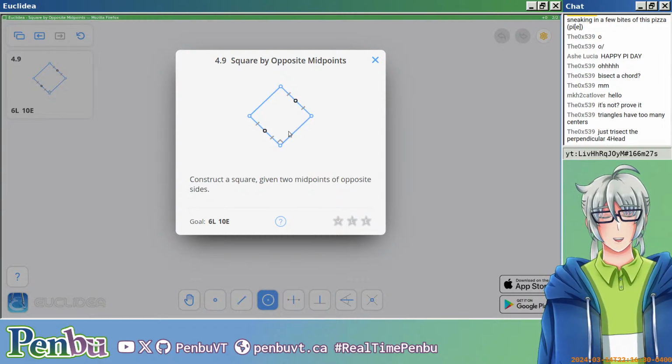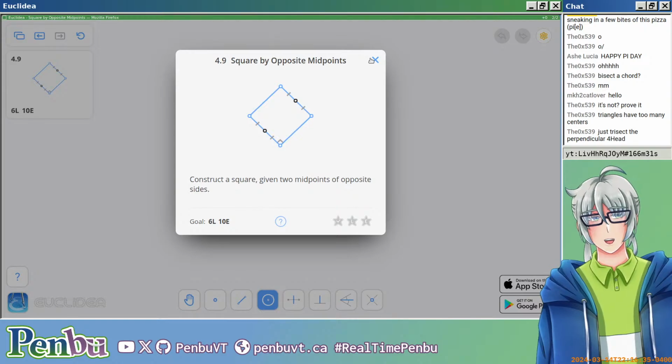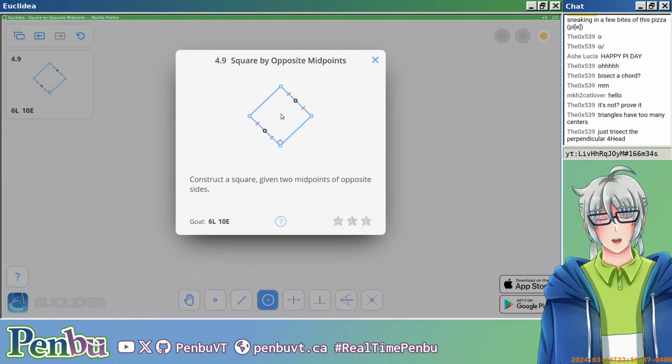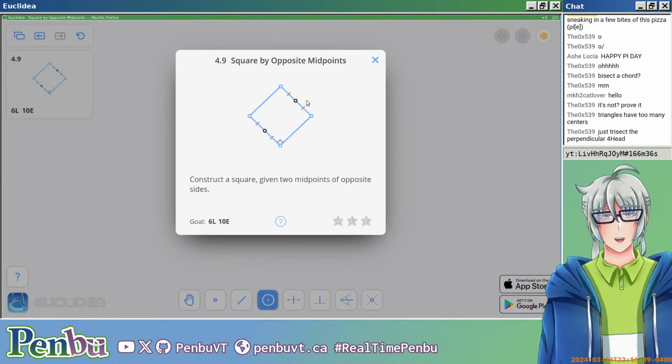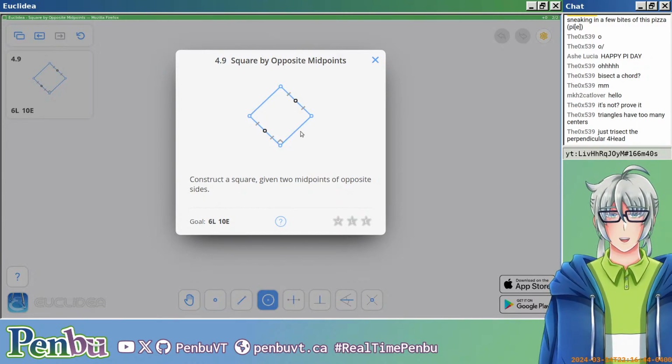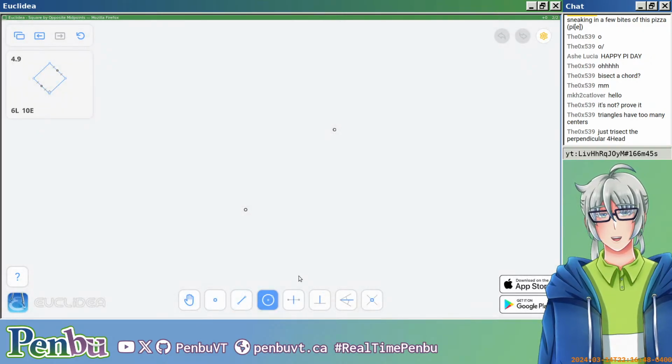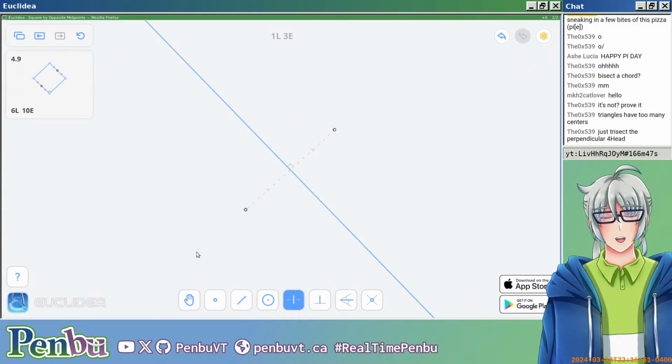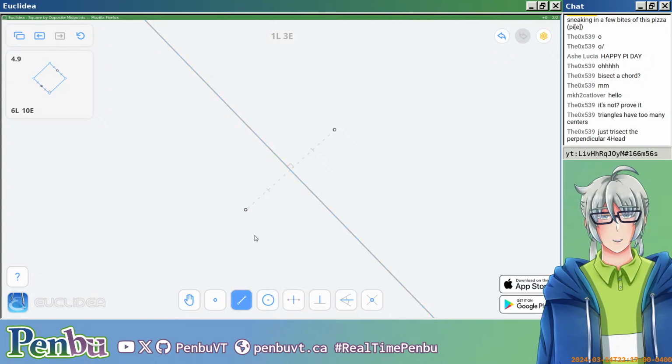Square by opposite midpoints. Construct a square given 2 midpoints of opposite sides. So given that these are midpoints, that means the midpoint here, if we take the midpoint there, that is going to be the midpoint of the square, and then we can get this, which means the midpoints would have to lie on that side. This is probably going to be easier explained. But that said, I'm not entirely sure how this is going to play out either.